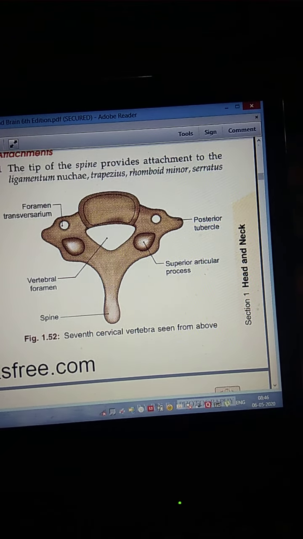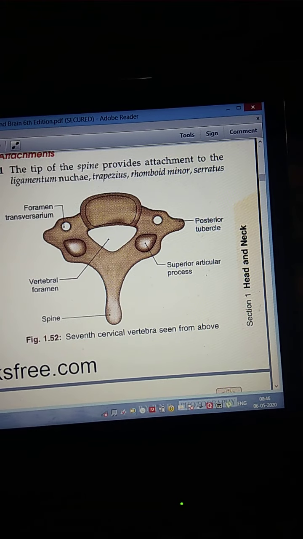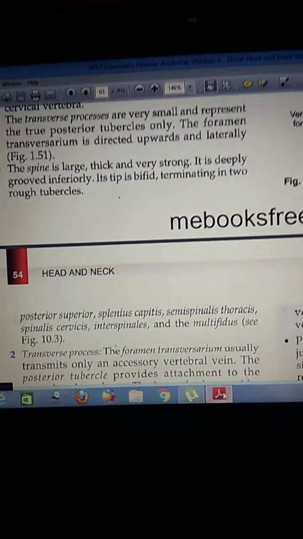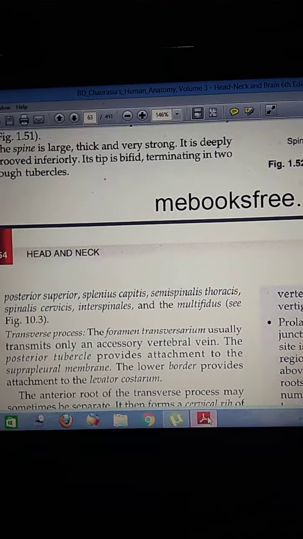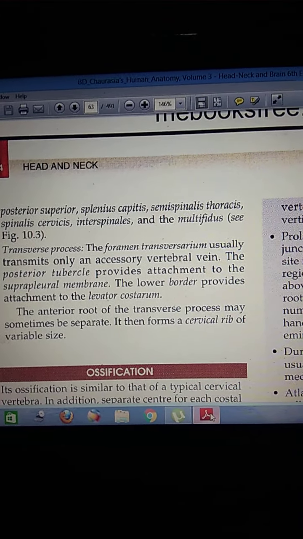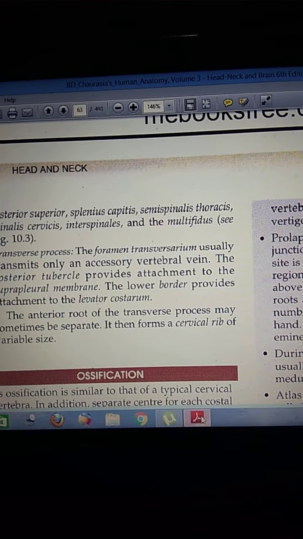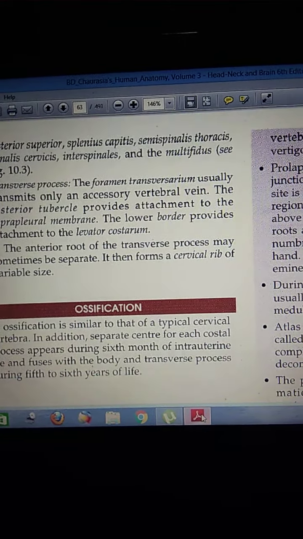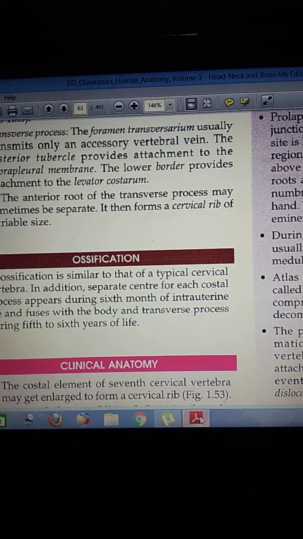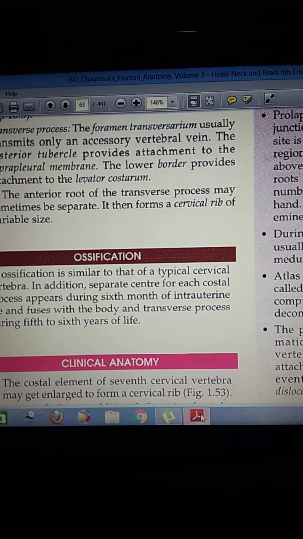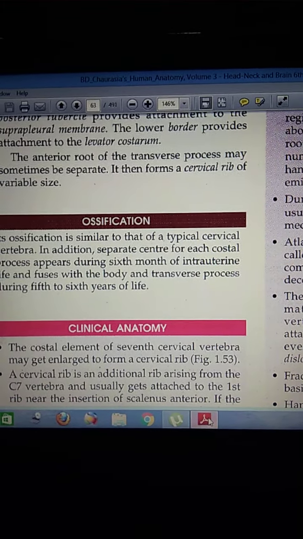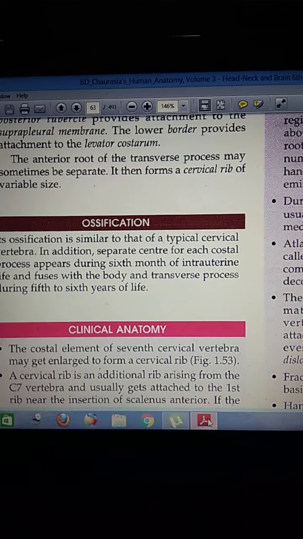The attachments. The tip of the spine provides attachment to the ligamentum nuchae, trapezius, rhomboideus minor, and serratus posterior superior muscle. Splenius capitis, spinalis thoracis, spinalis cervicis, interspinales and multifidus muscles are also attached. Now, the transverse process: the foramen transversarium usually transmits only an accessory vertebral vein. The posterior tubercle gives attachment to the suprapleural membrane and levator scapulae. The anterior root of the transverse process may sometimes be separate, as in the cervical rib.